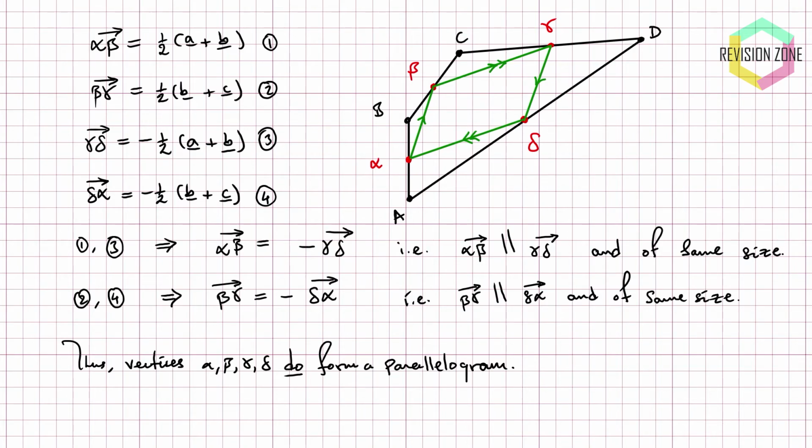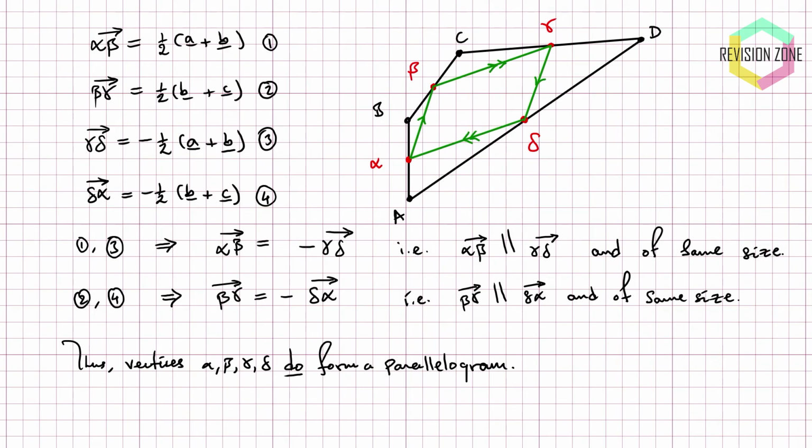And now if we compare statement 1 to statement 3, we see that this is a half A plus B, this is a minus a half A plus B. In other words, we can say alpha beta is the same thing as my gamma delta with a negative, right? Now, what does that mean? That means alpha beta goes this way, and gamma delta goes the other way in the same direction. So in other words, these two must have the same size, and the only distinction is one is going in this direction and the other one's going in the exact opposite direction. So they are indeed parallel and of the same size.